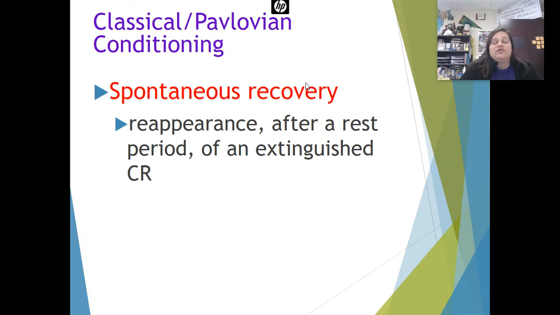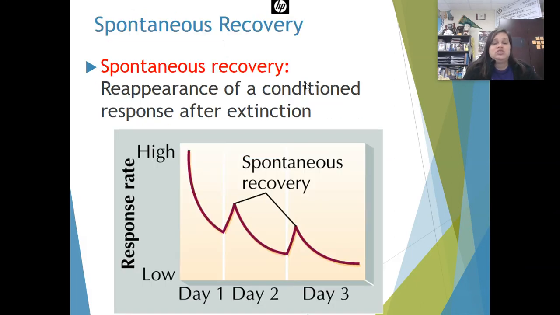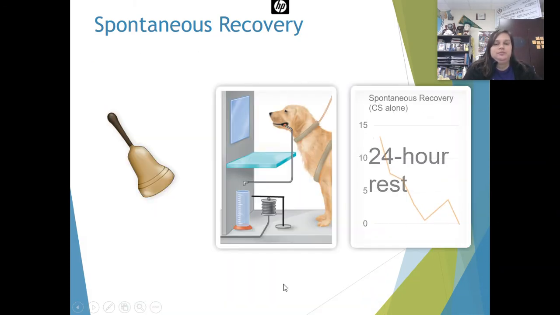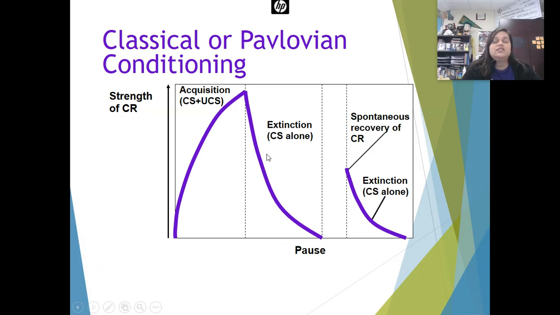So a spontaneous recovery is when there's a reappearance, or it shows up again after a rest period, of an extinguished conditioned response. So the behavior did go away, but now it came back randomly. That's a spontaneous recovery. So here there was acquisition, it went away, and then it came back later. Then it started to go away again, and then it came back again. That's a spontaneous recovery. Extinction has to happen in order for it to be considered a spontaneous recovery.